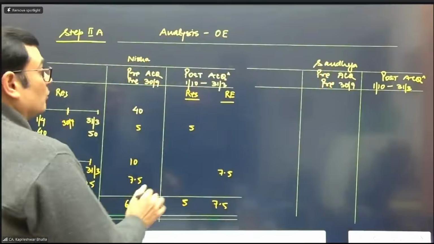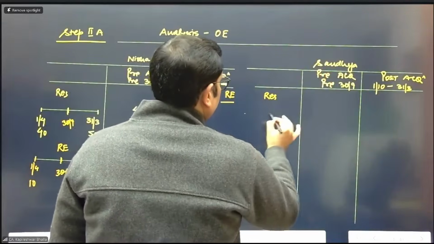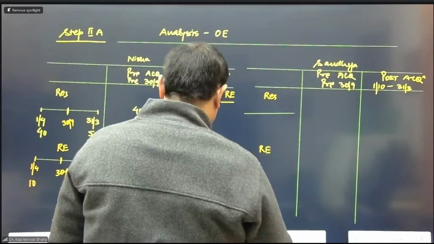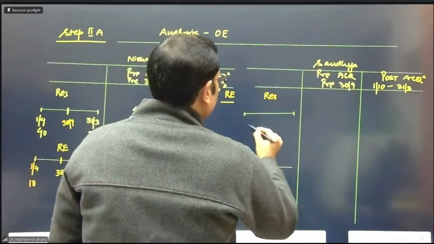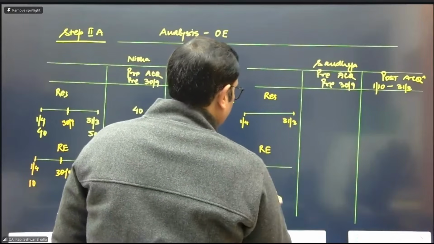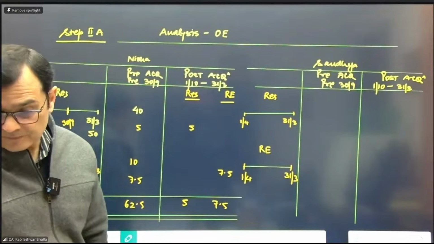Now let's go to Sandhya. We do the same exercise. Take the reserves, get the timeline, take the retained earnings, get the timeline. So let's consider the status of reserve on 1st April and 31st March, retained earnings on 1st April and 31st March.